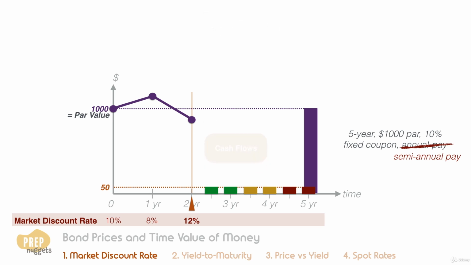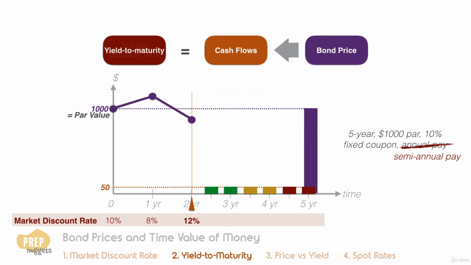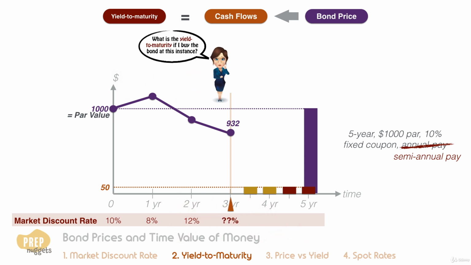So far, we've used a bond's future cash flows and an assumed market discount rate in order to calculate the price of the bond. In a liquid market, where a bond is publicly traded with a known market price, we can use the price to calculate the precise yield to maturity of the bond based on this price. So let's say another year has passed and the bond's market price has dropped further to $932. Using this market price and what we know about the expected future cash flows, let's calculate the yield to maturity of the bond if an investor buys the bond at this point.